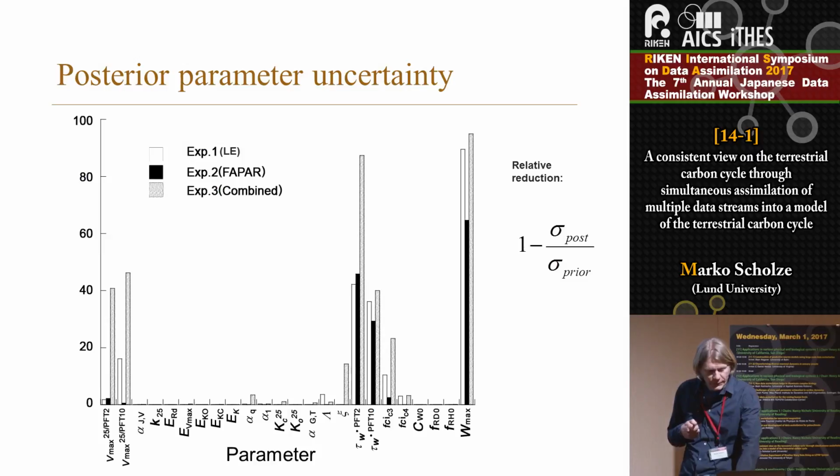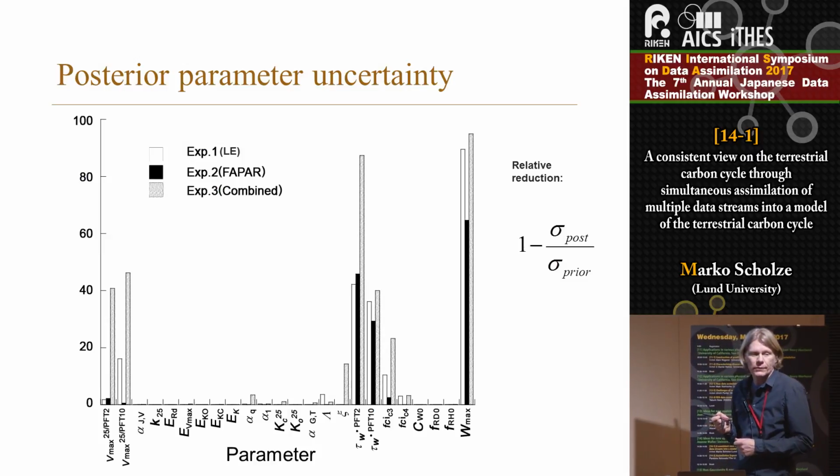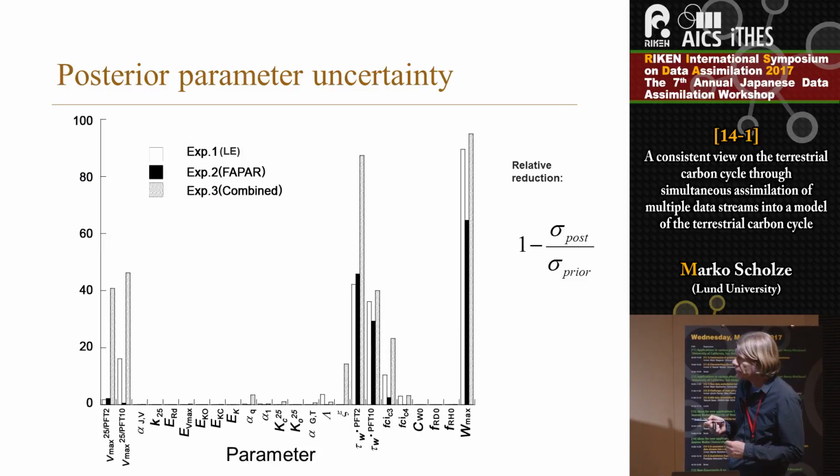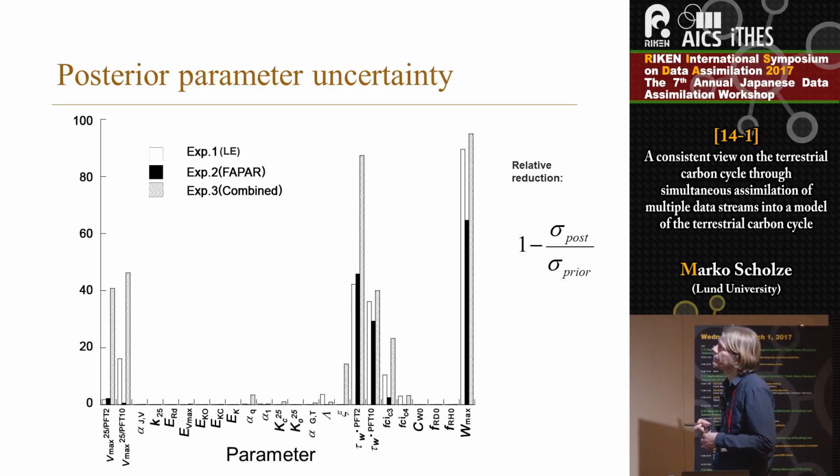The most interesting part is then if we look at the parameter uncertainty reduction. So here the black and the white bars are just for the single constraint, and the shaded bar is for the combined constraint. And you can see it best here for the first two parameters, which are regulating the photosynthesis, that if we assimilate only one data stream, there's a little uncertainty reduction. But if we assimilate both data streams, so have a multiple constraint, we get a much higher uncertainty reduction than the sum of the two. So that's because of the non-linearities in the model.